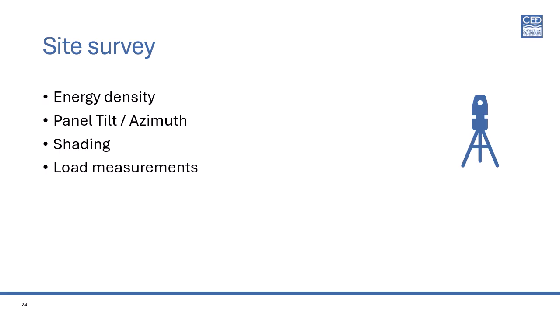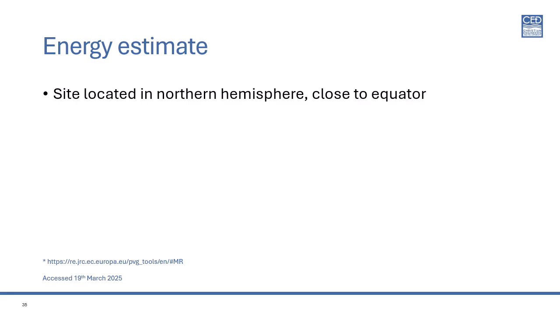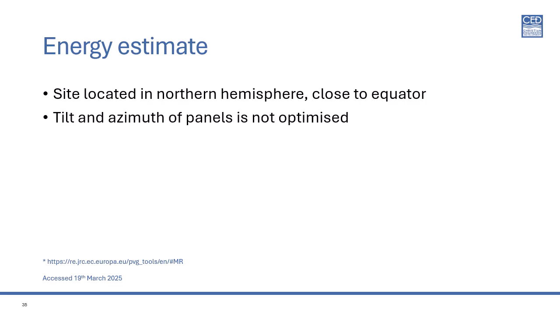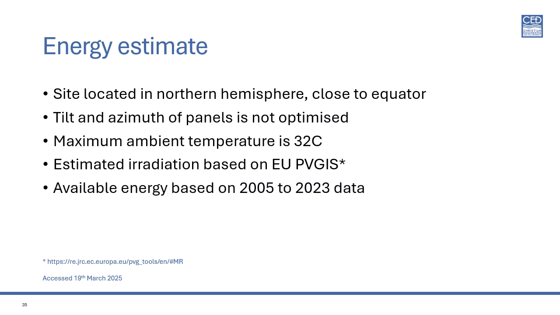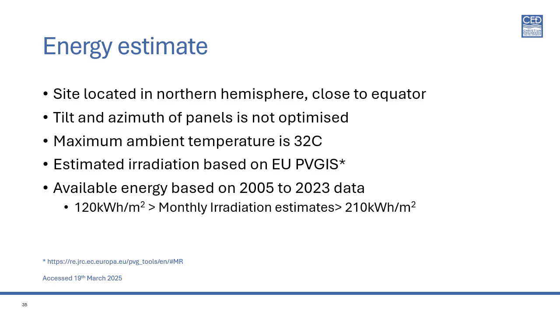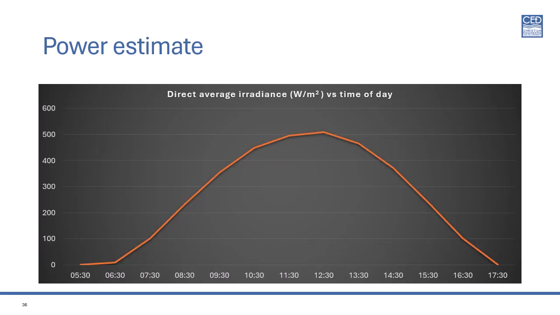So this presentation is actually based on an actual site which is located slightly north of the equator. The panels are mounted on the roof of the building, but the roof pitch and azimuth are not optimised. The maximum temperature recorded at that site and the radiation density was estimated using the EU PVGS software. This resulted in monthly radiation densities of between 120 and 210 watt hours per square metre from the 18 years of available records of that site.